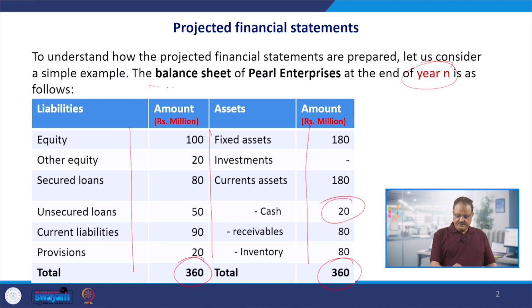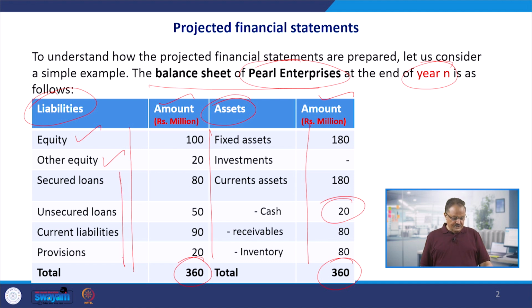So the balance sheet of Pearl Enterprises, we assume that this firm's name is Pearl Enterprises, at the end of the year N, meaning the current year, is given to us. You may call it a balance sheet because on one side you are given the liabilities, on the other side the assets, and the amounts of the respective liabilities and assets. Liabilities include the equity and other equity, and then external liabilities are also given to us in the form of secured loans, unsecured loans, current liabilities and provisions.